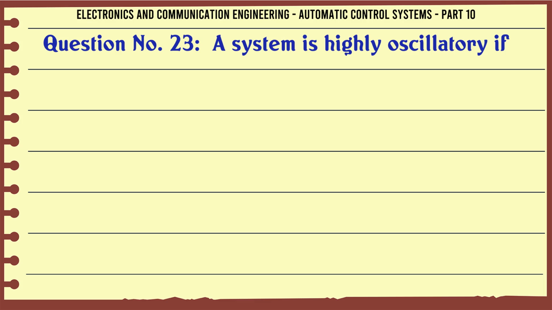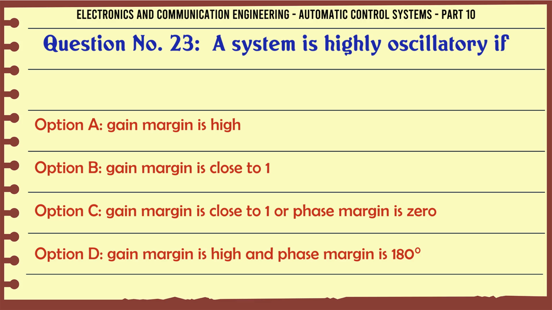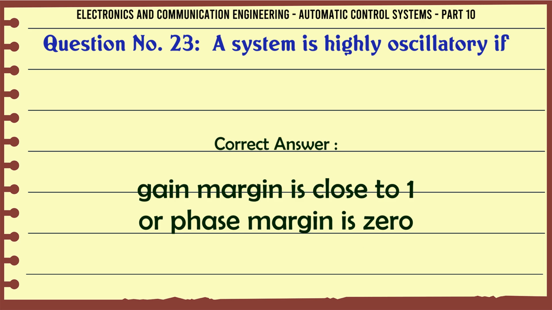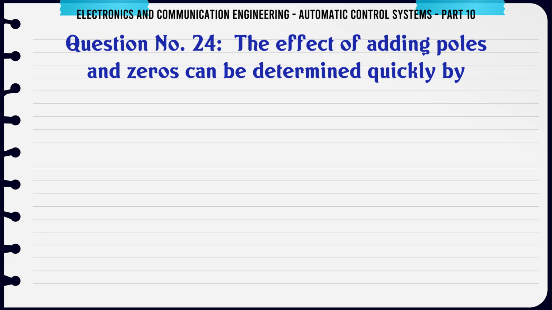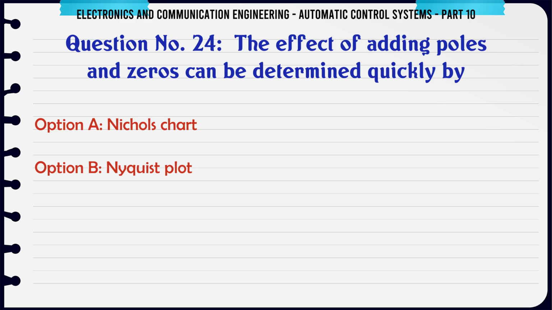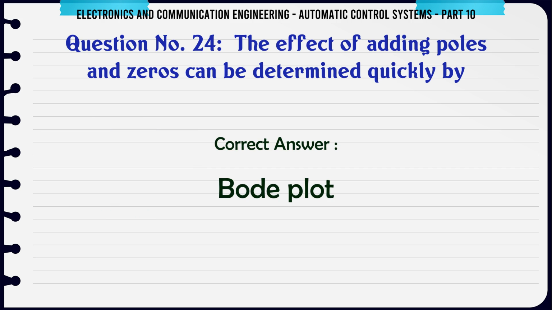A system is highly oscillatory if A, gain margin is high, B, gain margin is close to 1, C, gain margin is close to 1 or phase margin is 0, D, gain margin is high and phase margin is 180. The correct answer is gain margin is close to 1 or phase margin is 0. The effect of adding poles and zeros can be determined quickly by A, Nichols chart, B, Nyquist plot, C, Bode plot, D, Routh locus. The correct answer is Bode plot.